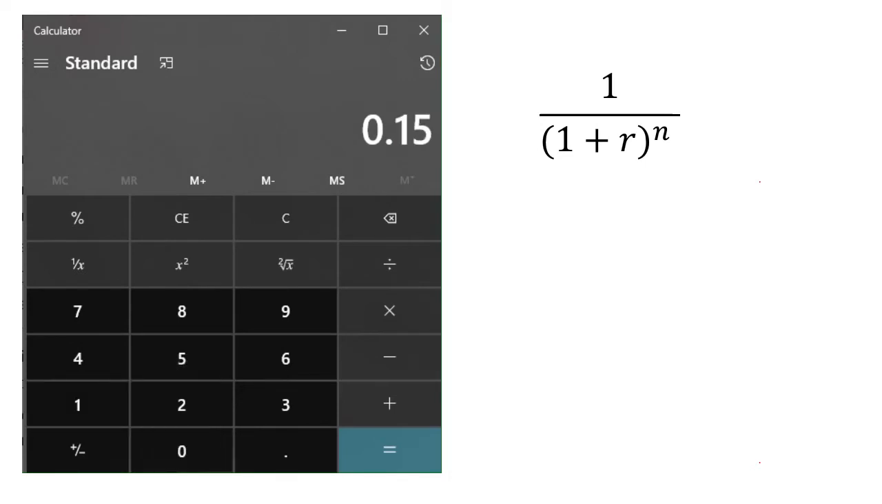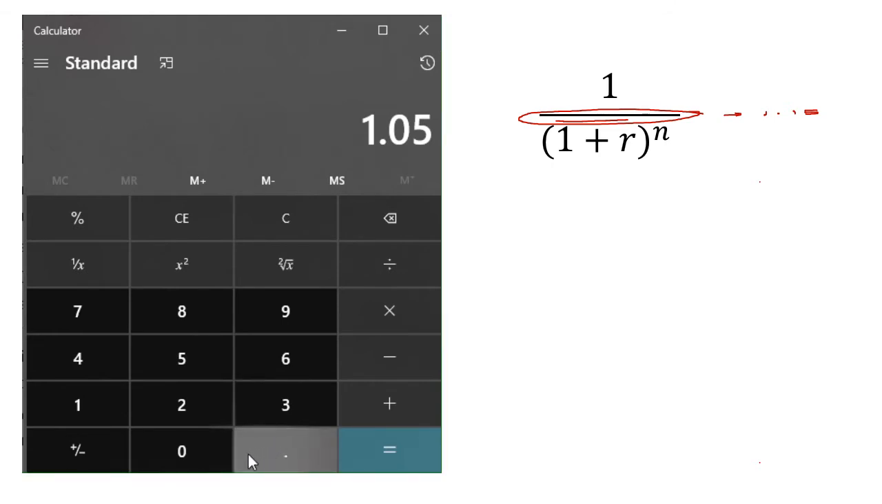As per the formula, we have to use 1 plus r. So the denominator of the formula will be 1.15 if the discounting factor is 15%. If the discounting factor is 5%, the denominator of the formula will be 1.05, meaning the discounting factor is 5%.